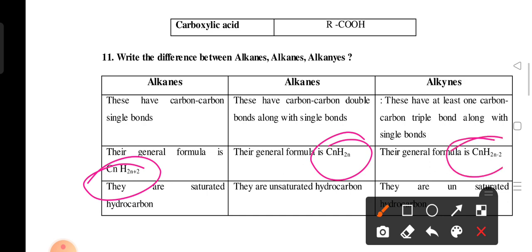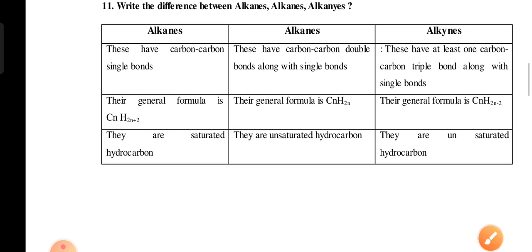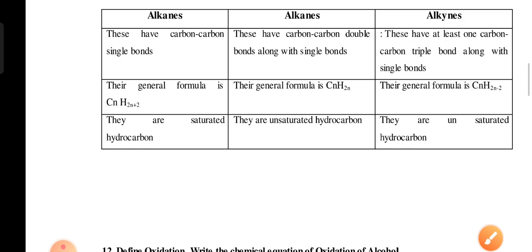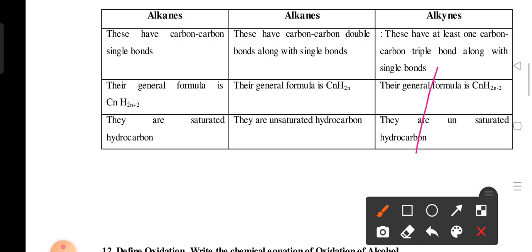I already told you the shortcut. Alkanes: double plus 2. Alkenes: double. Alkynes: double minus 2. Alkanes are saturated hydrocarbons. Alkenes are unsaturated hydrocarbons, and alkynes are also unsaturated hydrocarbons.